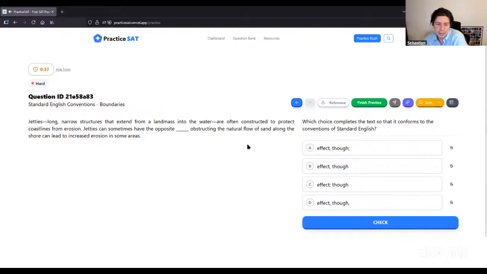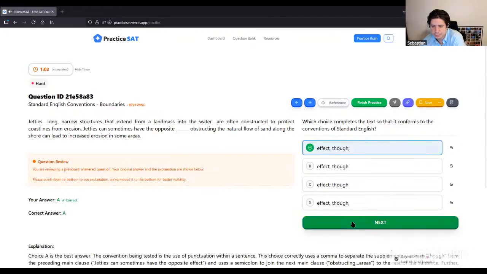Okay, so obstructing the natural flow of sand along the shore can lead to increased erosion in some areas. So that's going to be an independent clause. The first part, jetties can sometimes have the opposite effect, is also an independent clause. So we want something to separate independent clauses. Our only options are with semicolons. So we have another one with a "though" situation. And again, like we said, the "though" comes in the first part of the sentence. So it should be A.